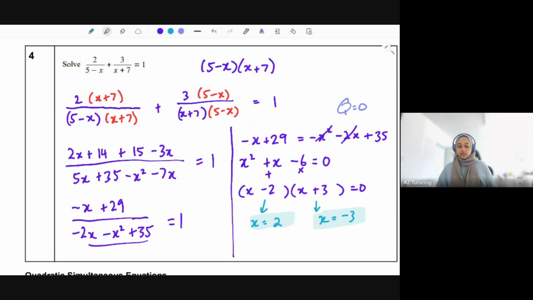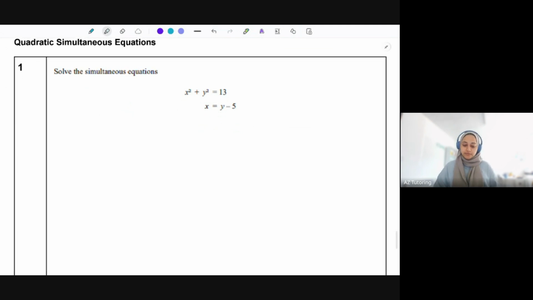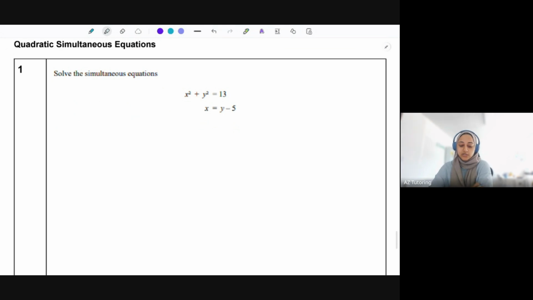Okay, let's now move over to another topic, and I believe this is the last topic for this one. Yep, so this is quadratic simultaneous equations. So it says solve the simultaneous equations. We've got x squared plus y squared equals 13, which you should recognize as the equation of a circle. And we've got x equals y minus 5.